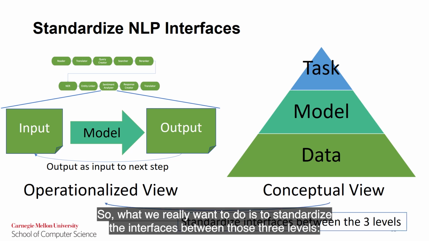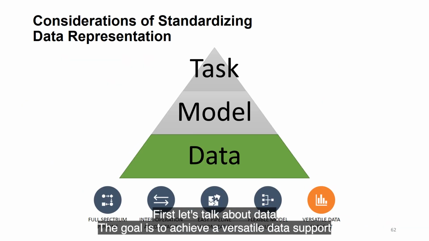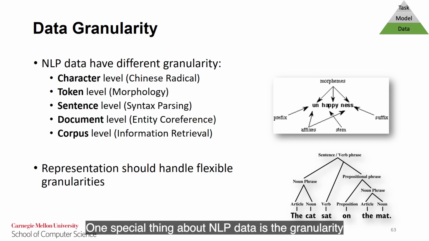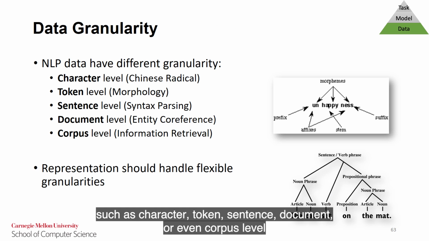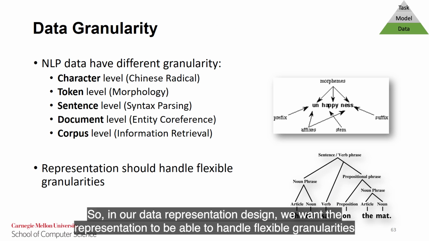So what we really want to do is to standardize the interfaces between these three levels: task, model, and data. First, let's talk about data. The goal is to achieve versatile data support. One special thing about NLP data is the granularity. NLP data have many different granularities, such as character, token, sentence, document, or even corpus level. So, in our data representation design, we want the representation to be able to handle flexible granularities.